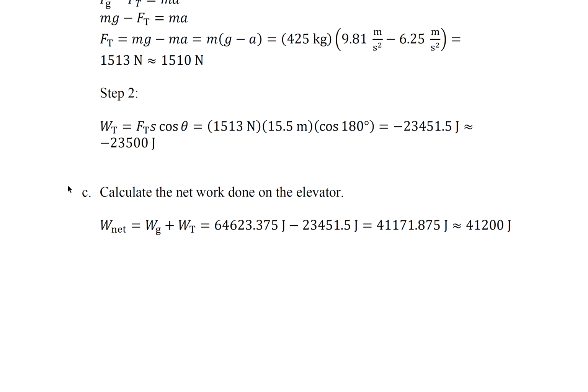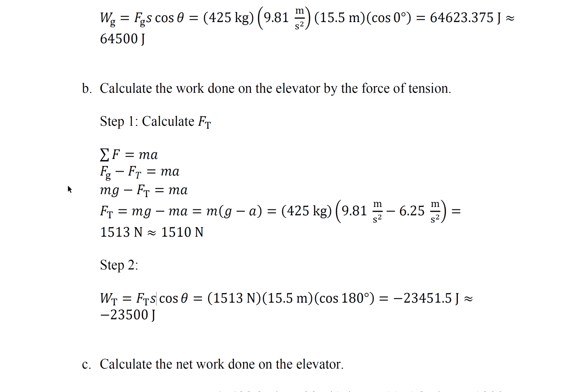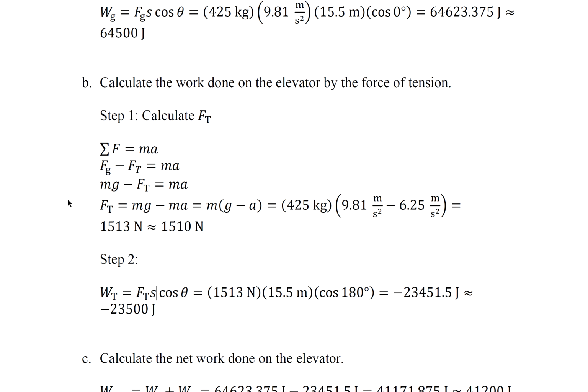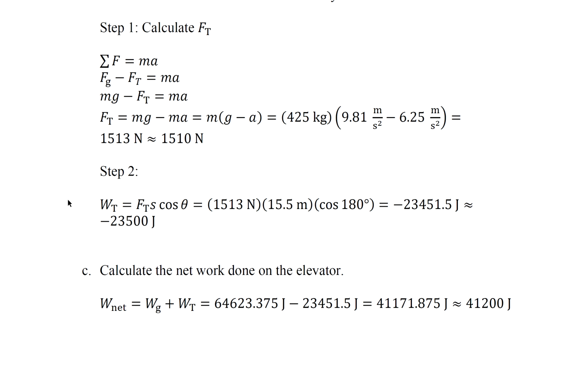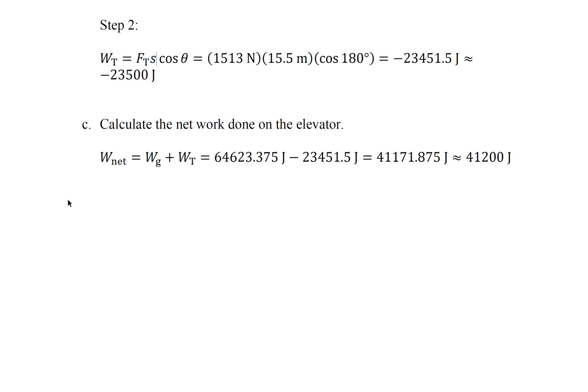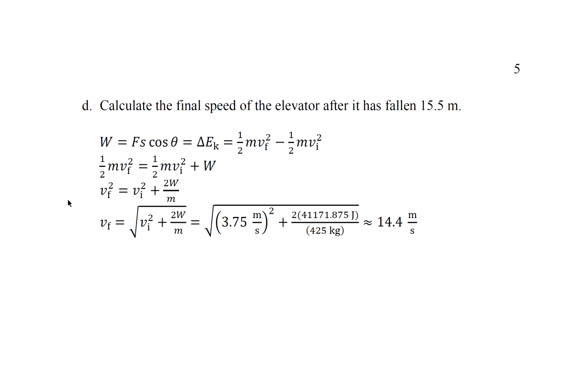Part C, calculate the net work done on the elevator. Well, that's just going to be part A subtracted by part B. Part D, calculate the final speed of the elevator after it has fallen 15.5 meters. So we're going to use the equation work is equal to Fs cosine theta equals the change in kinetic energy. And solve for V final.